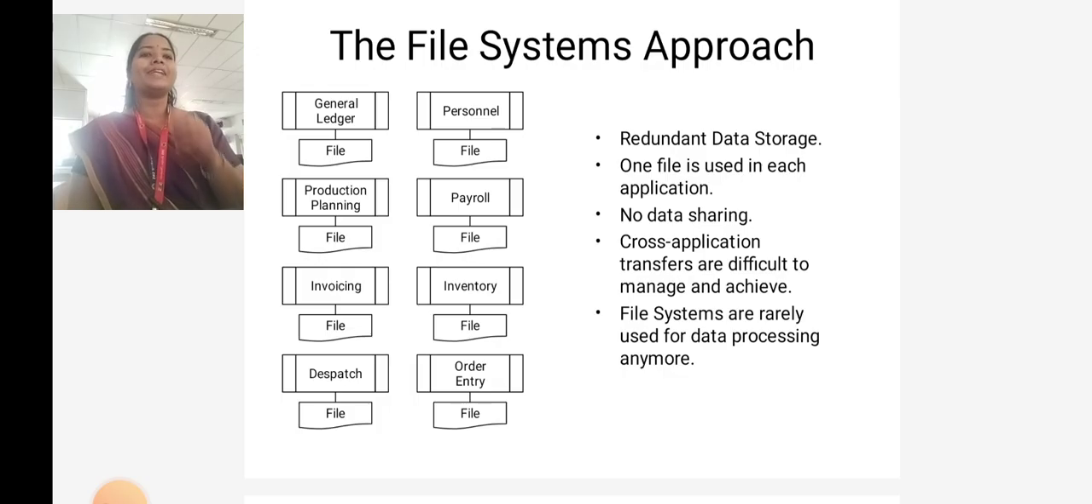So there is redundant data storage. So redundancy of data means what? Repetition of data will be there. One file is used in each and every application. No data sharing will be accessed or manipulated there. For example, cross application transfers are difficult to manage and achieve.